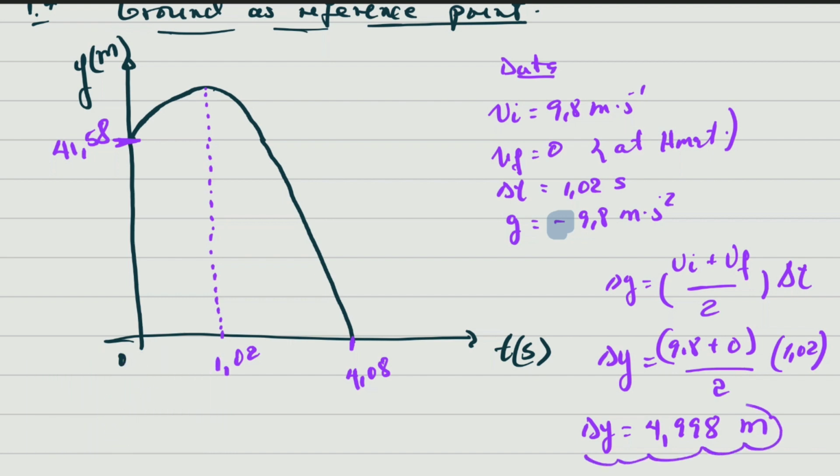This answer is the distance from release point to maximum height. So the maximum height here at this specific point on the graph is not going to be 4,998. It cannot be. It will be the addition of 41,58. So let's write it here, 41,58 plus the 4,998. That is the value that is going to be here at this point. So let's calculate it, and the answer is 46,578. That is the maximum height of the object.